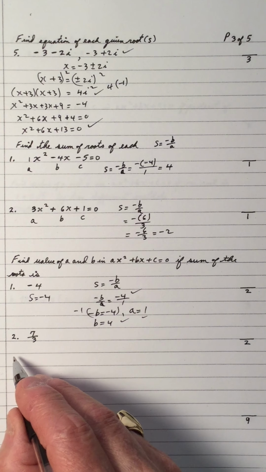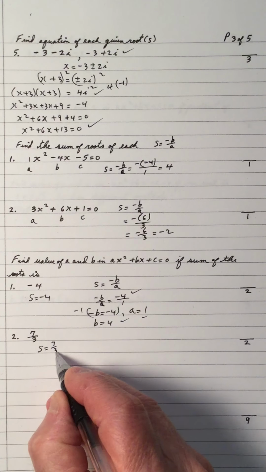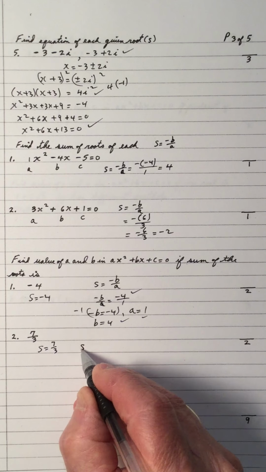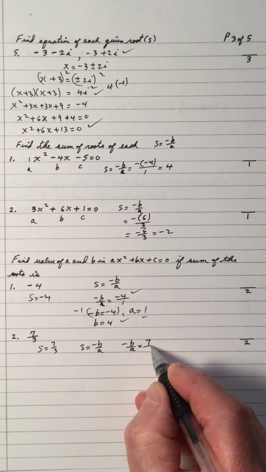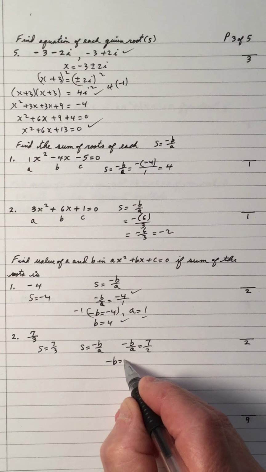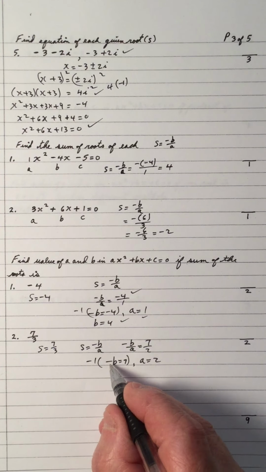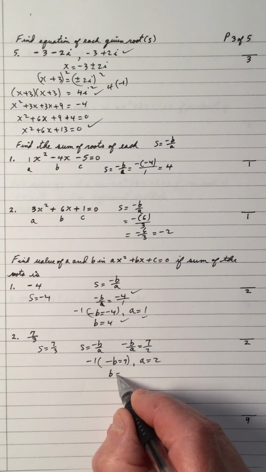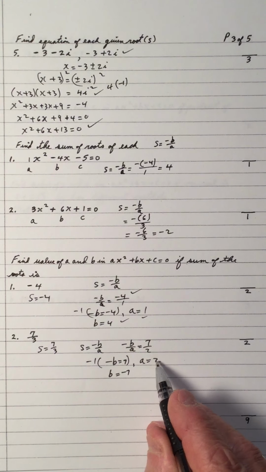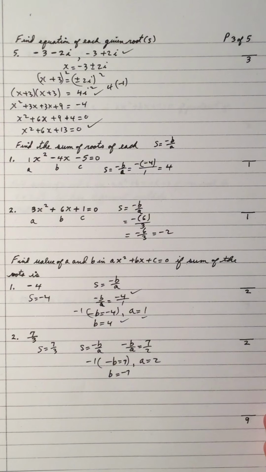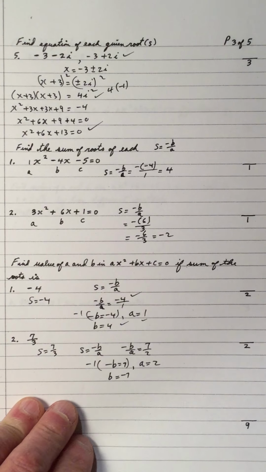Number 2, if the sum of the roots is 7 over 3, then the sum of the roots is negative b over a. So negative b over a is 7 over 3. Negative b equals 7, a equals 3. Multiply by negative 1. Negative 1 times negative b is b. Negative 1 times 7 is negative 7. So again, 2 marks if you got a to be 3 and b to be negative 7. Total up the page and see how well you're doing. Hopefully everything is great. 9 on that page.